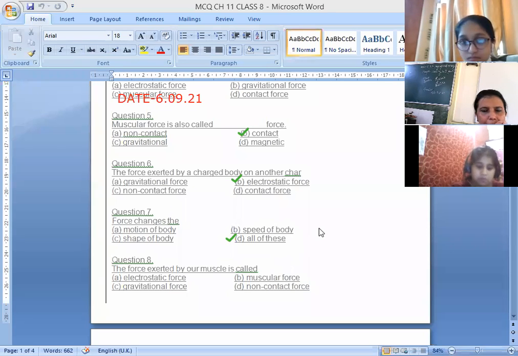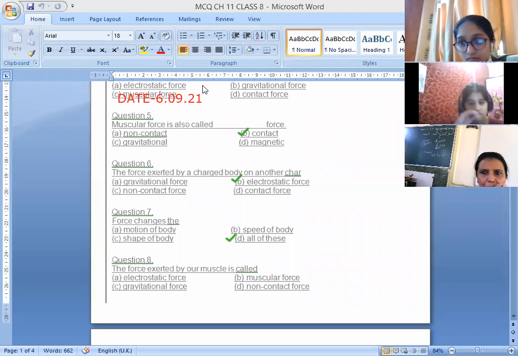Next, I was asking about the example, so you have to give the examples of it, children. Example lekar aapko samjhana hai.